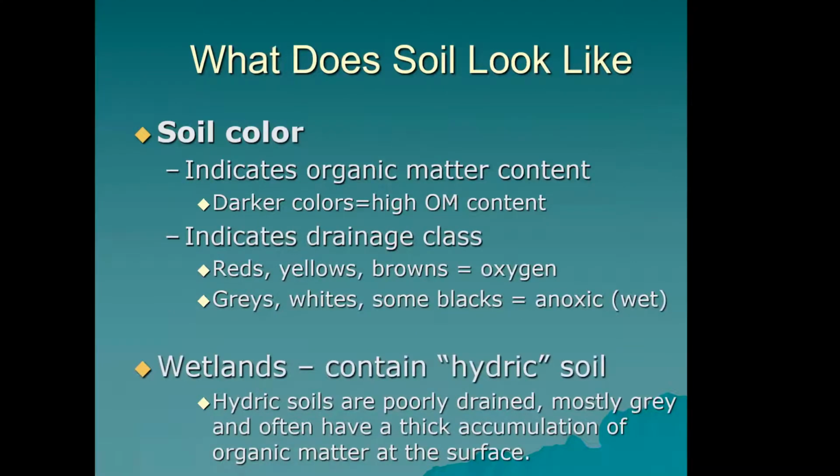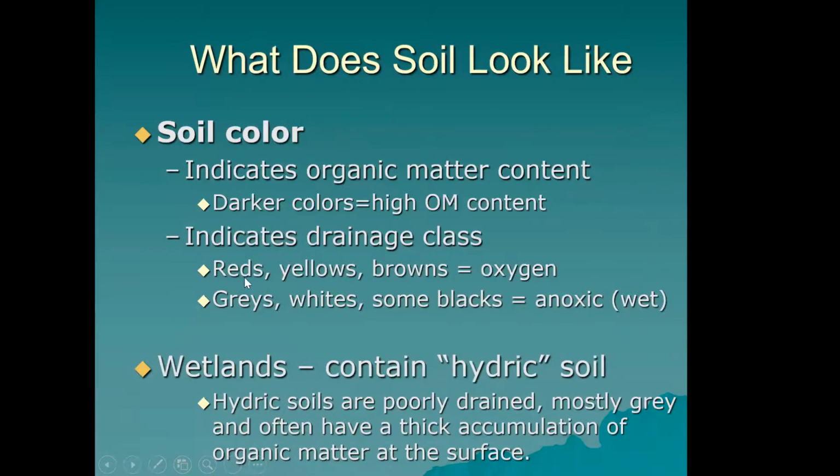What does soil look like in addition to those soil peds, those aggregates or clumps that we see? Well, color, of course, is an important part of soil. It helps us identify different layers, but it also tells us important things about the soil. So color can indicate the amount of organic matter present in the soil, with really dark colors usually correlating with a high content of organic matter. It can also tell us how wet or dry the soil is, the drainage class.